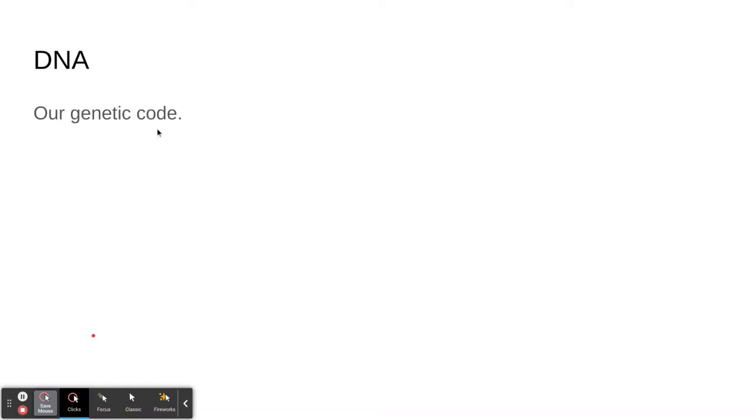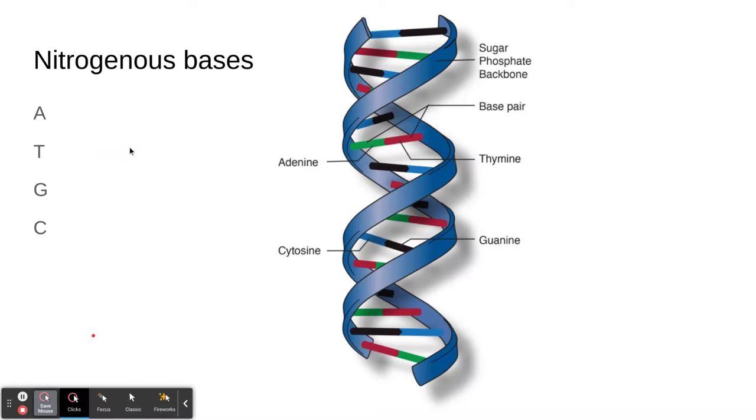So let's make our double helix, right? There it is. So you can see it has nitrogenous bases, the A, T, G, and C, which we talked about in the last video. Adenine, cytosine, thymine, guanine, however you want to pronounce it.